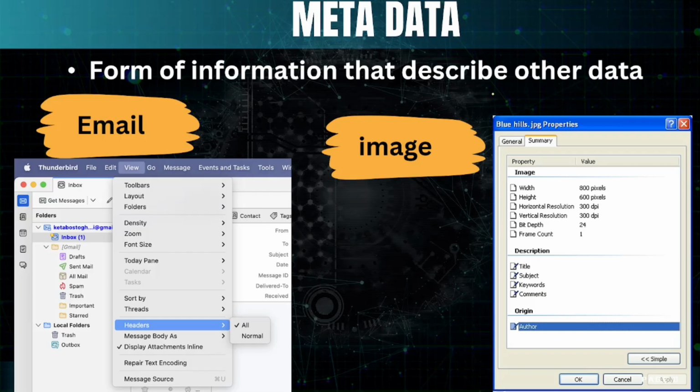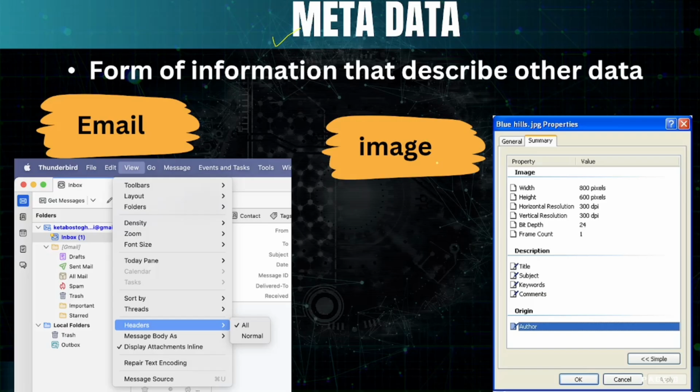For example, if you take an email, you will have the subject, the sender who is sending it, which date they have sent it, and whether there is an attachment. All this comes under metadata, because the email is the data, and this is telling the detailed information about it. From, to, subject, date, message ID, delivered to, received, what time they sent it, all these details, that information we can call metadata.